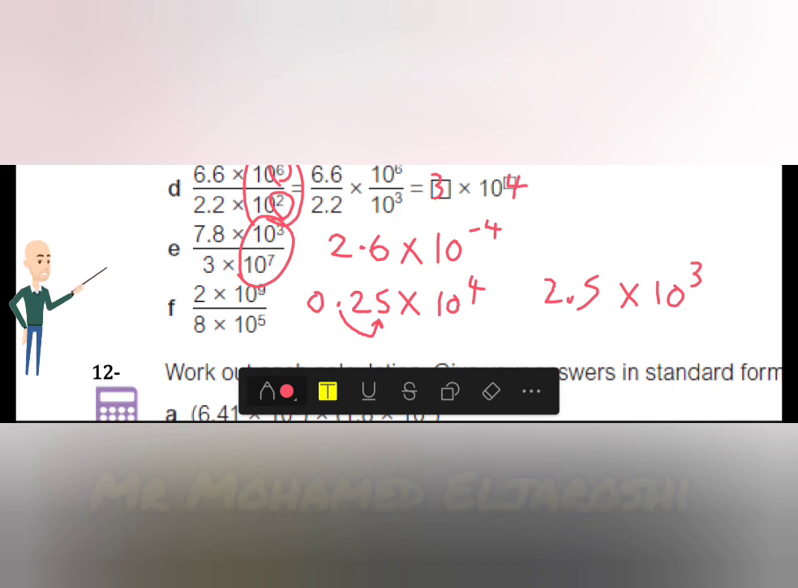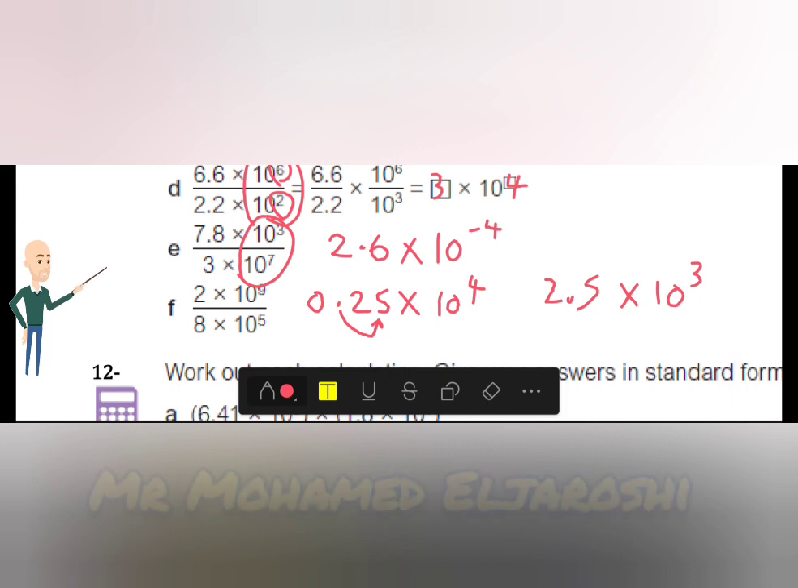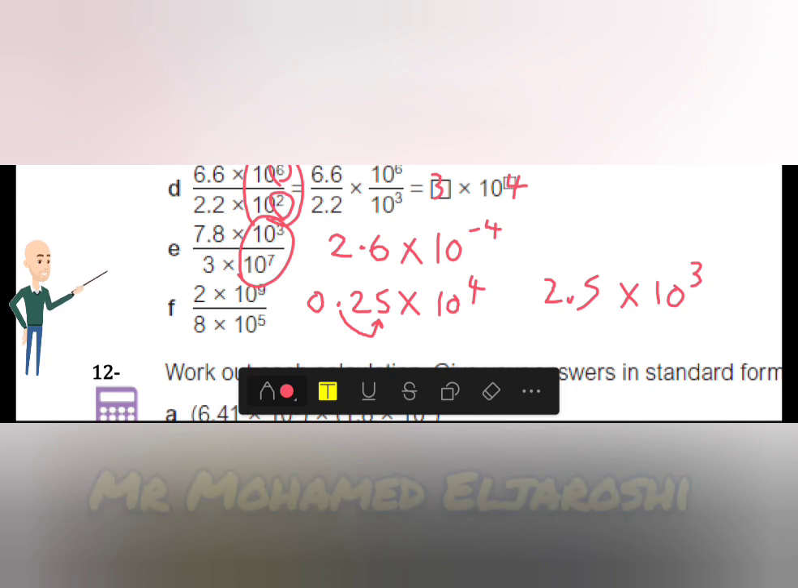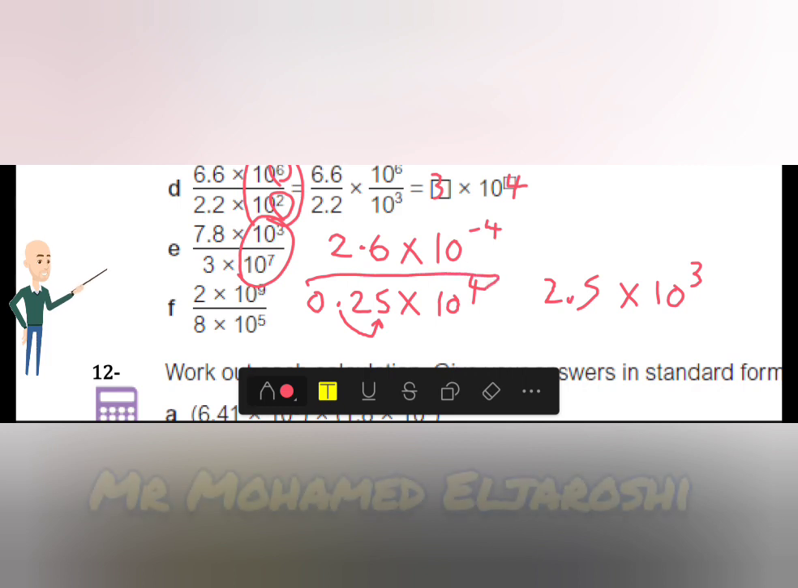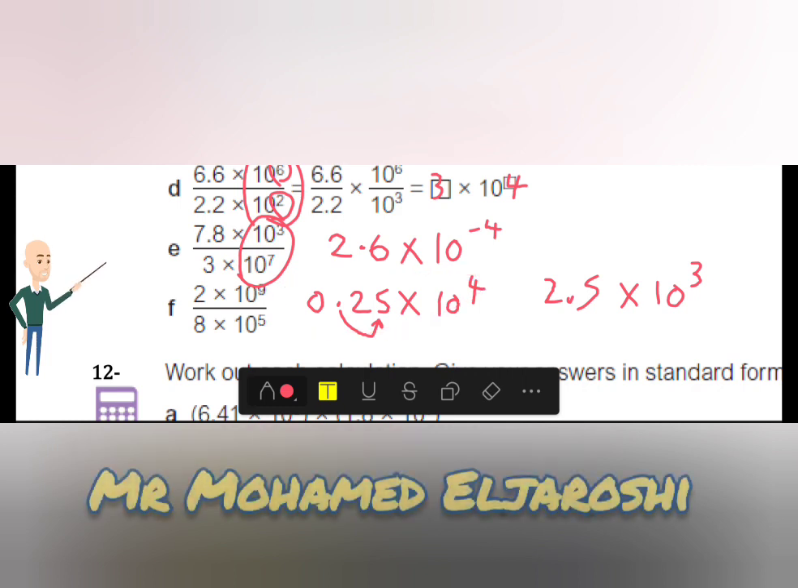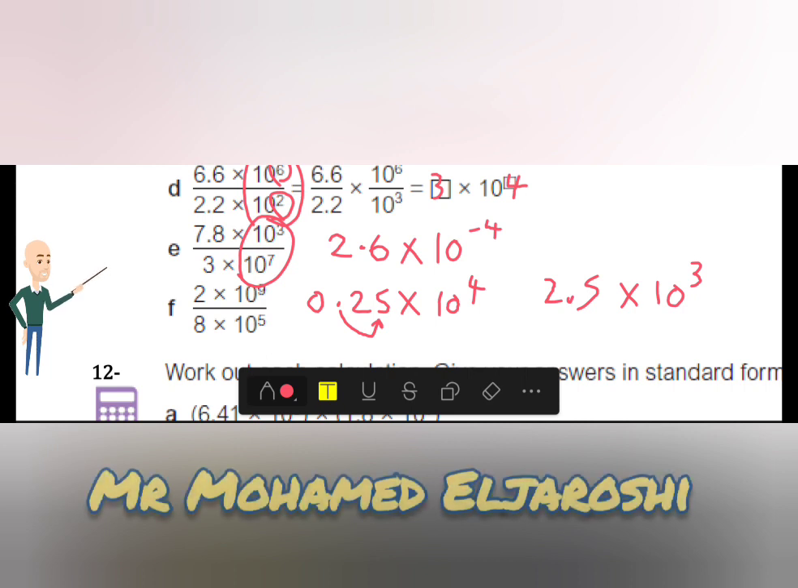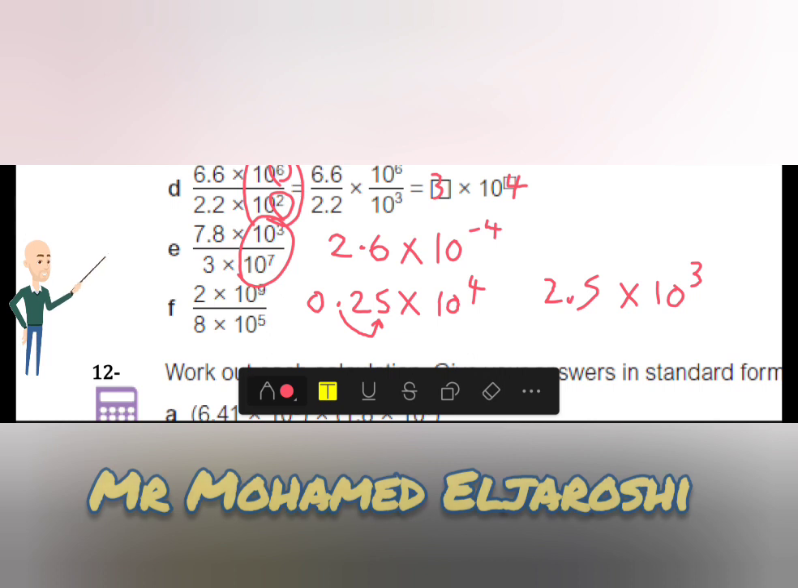To know if the answer is correct or not, you can use the calculator to check. Power of 3. Yeah, it gave me the same answer. So to check the answer, you can multiply these and write your answer, and then multiply these and write your answer. If they give you the same answer, it means you are doing well. And this is how you answer a question like this.